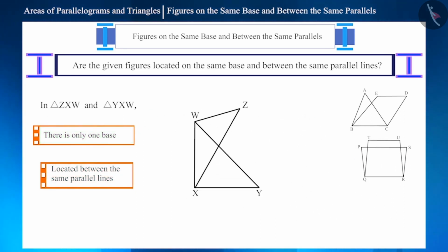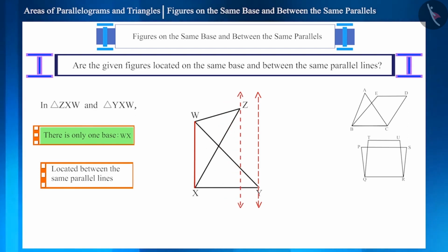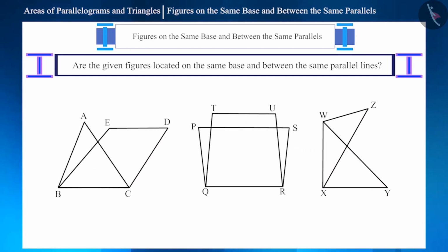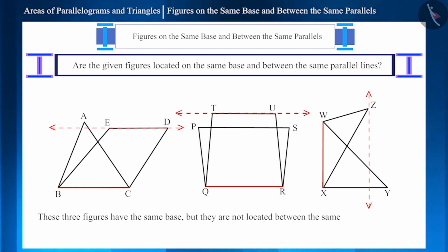Now for the third figure, what do you think about the height and base of these triangles? In these, side WX is the common side, or we can say that these two triangles have the same base WX. But these are not located between the same parallel lines. This means, while these three figures have the same base, they are not located between the same parallel lines.